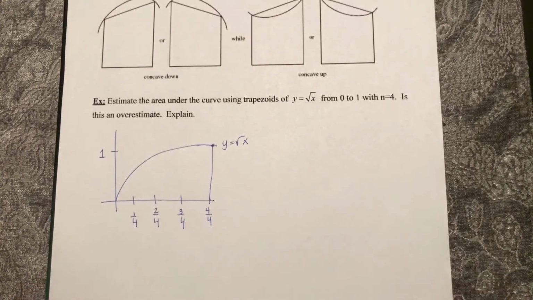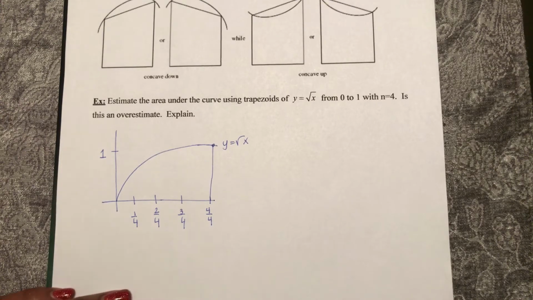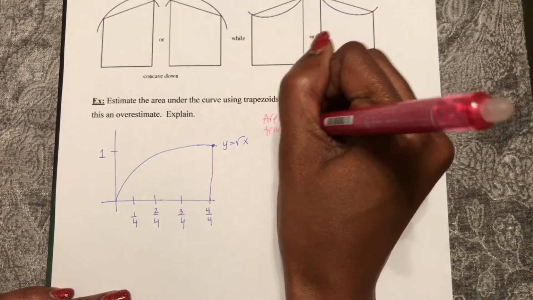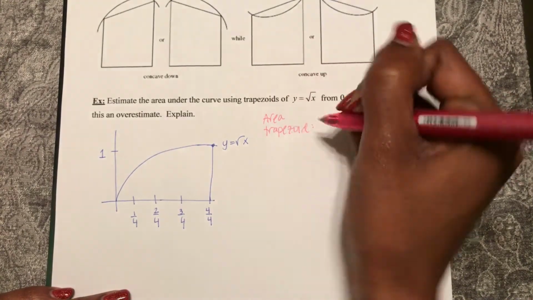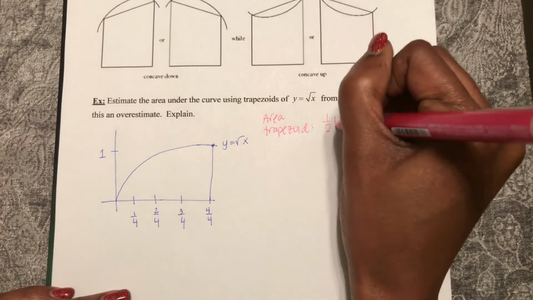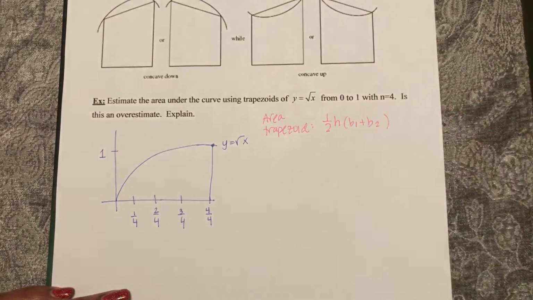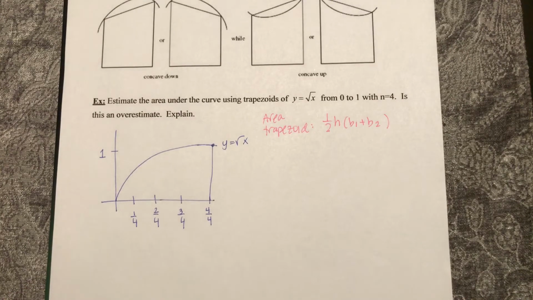So now we want to use trapezoids to estimate this area under the curve. So let's think about what is the area of a trapezoid? Area of a trapezoid is 1/2 times height times base 1 plus base 2. So how can we create some trapezoids in this problem?